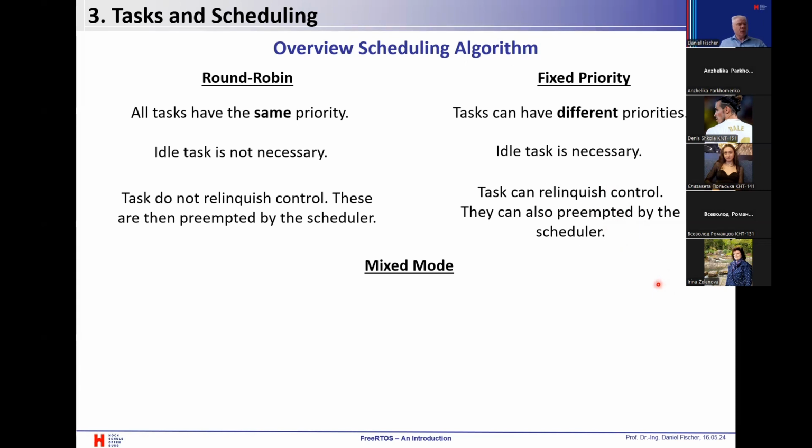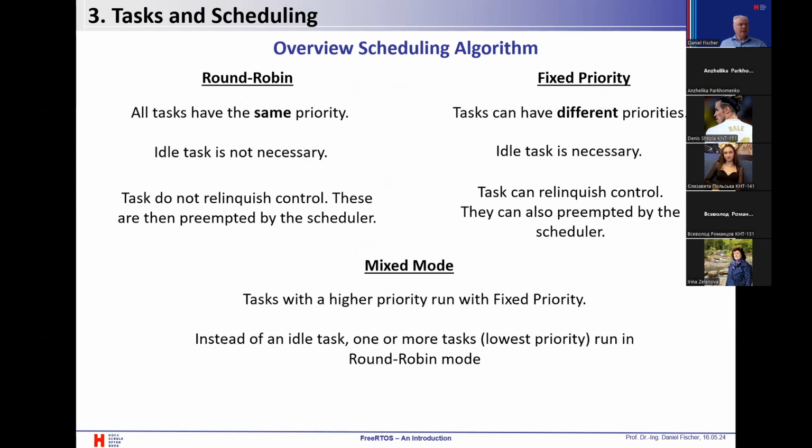And FreeRTOS is offering the possibility that you mix both of them. That means you are in a mixed mode. And this is a very useful way of using FreeRTOS. A task with a higher priority runs with fixed priority. Here you can put the part of your code which is real-time dependent, and other tasks which do not belong to any real-time constraints can run in the background with the lowest priority.